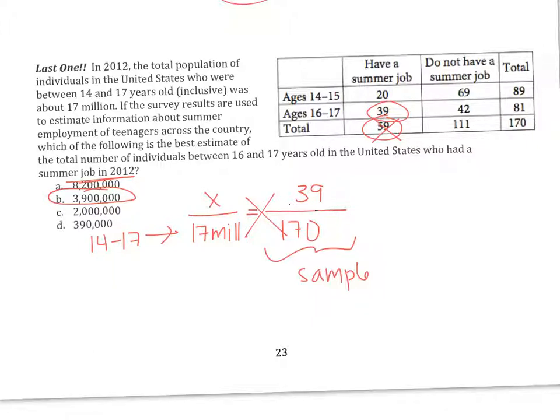Do you still keep the 170 then? Yes. Okay. Yes, the reason you still have to use 170 is that 17 million is all 14 to 17-year-olds. So those have to match. I believe you still get 3.9 million. It's 3.9, right? Not 0.39? Yes. Okay. So the answer is still B then. Thank you for correcting my mistake.